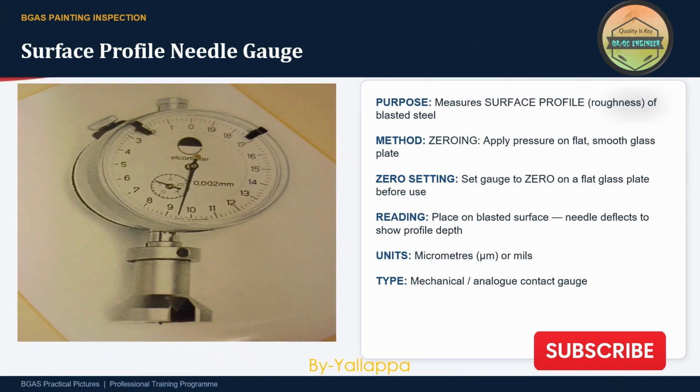This slide shows a surface profile needle gauge. The instrument measures the peak-to-valley depth of a blasted steel surface. Before use, the gauge must be calibrated and zeroed on a smooth glass plate. The measurement obtained represents the anchor profile that will provide mechanical adhesion for the coating system. This is one of the most frequently used profile measurement instruments in the field.